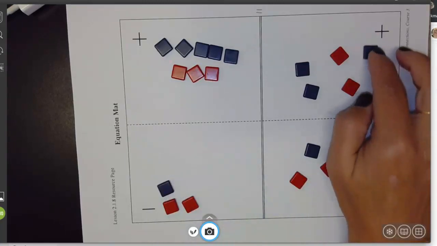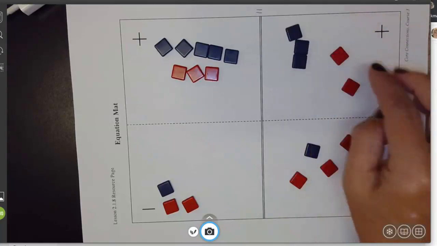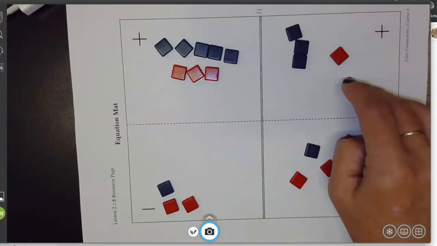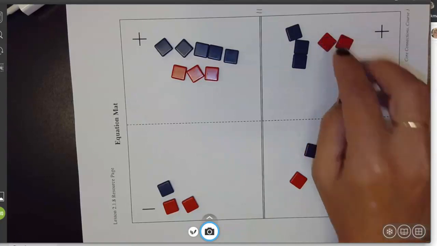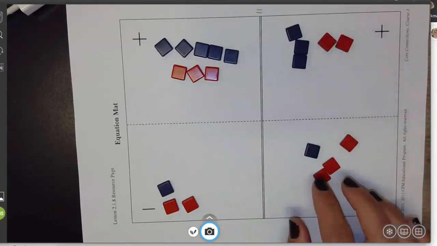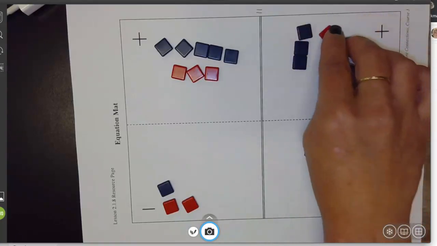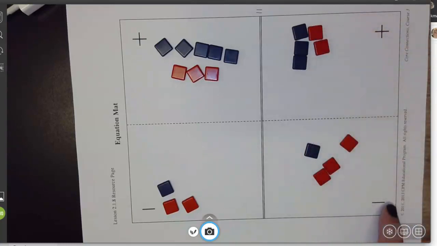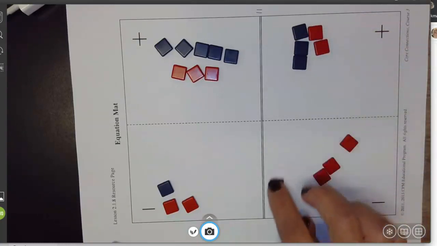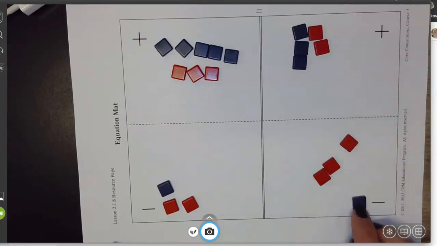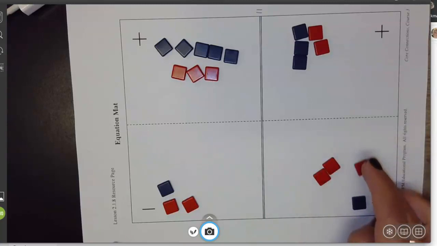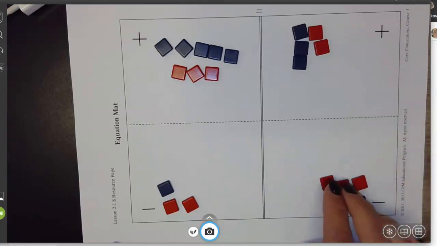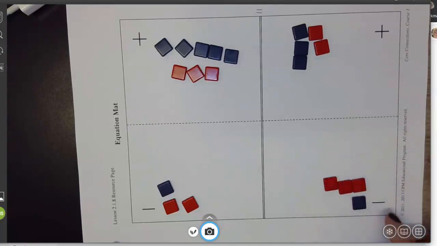On the right side, in my positive area, I have 3 that are blue, so those are positive, and I have 2 that are red, so those are negative. So this would be a positive 3 and this would be a negative 2. In the bottom, in the negative area, I have 1 that is a positive tile, so that's actually a negative 1. And then I have 3 that are negative already, so I have a negative of a negative 3.